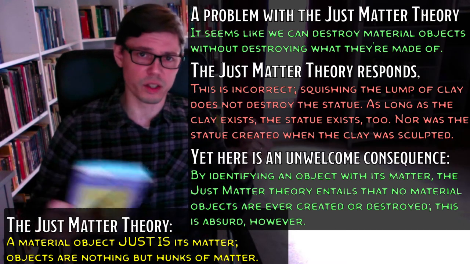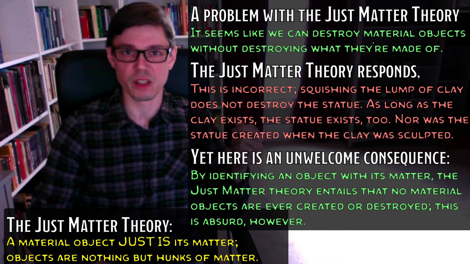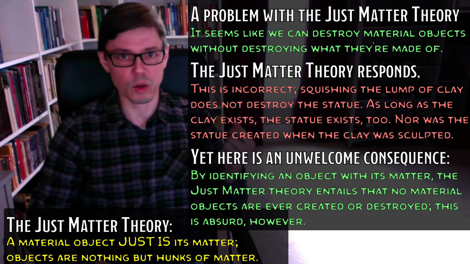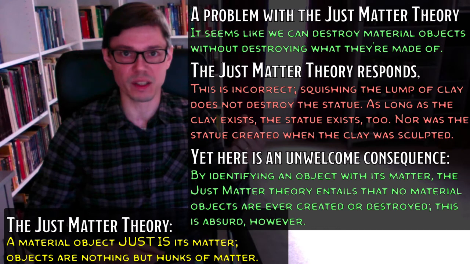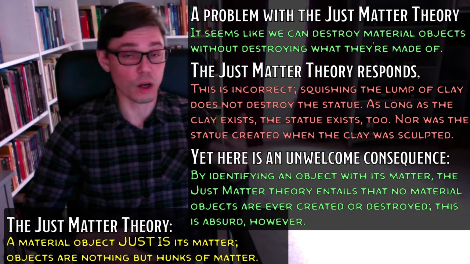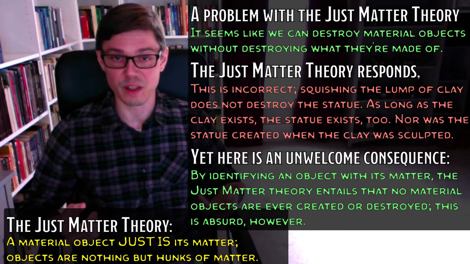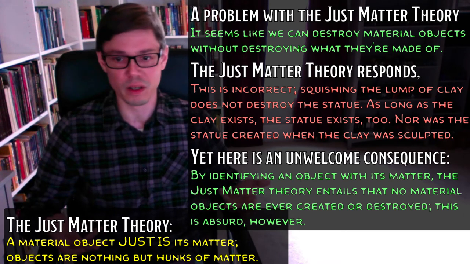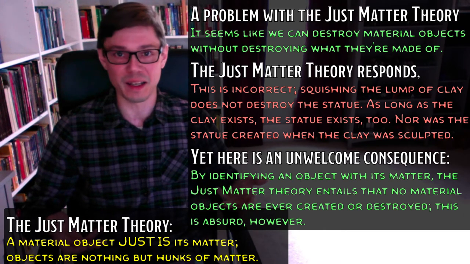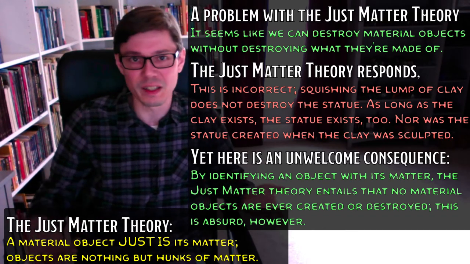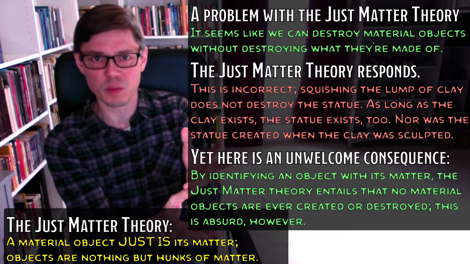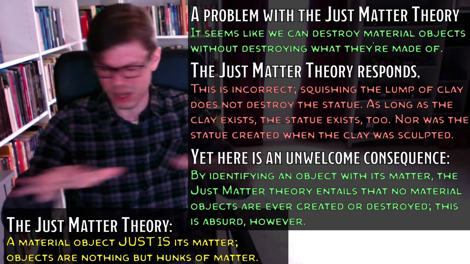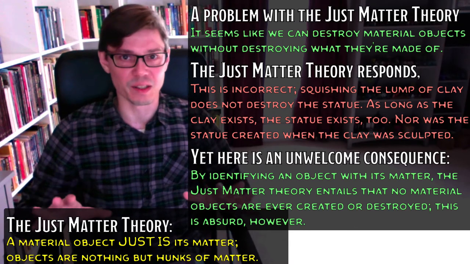In the chapter on constitution, Ted Sider brings up the person, Socrates, and points out that, according to the just matter theory, Socrates is identical to a chunk of matter. And as long as that chunk of matter exists, Socrates exists. Our laws of conservation of matter say that that chunk of matter always existed, moreover. So, the just matter theory would entail that Socrates always existed and always will exist. Maybe he'll be scattered. Maybe he'll be shaped like something random in space, but it's still Socrates. No. No, that is some nonsense.